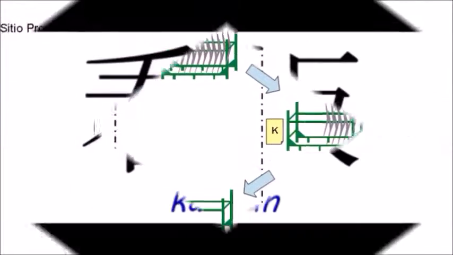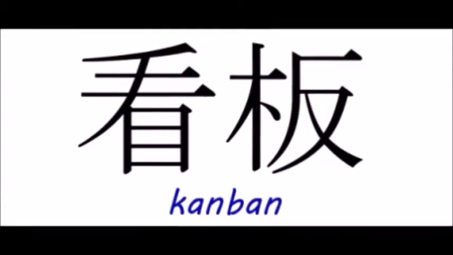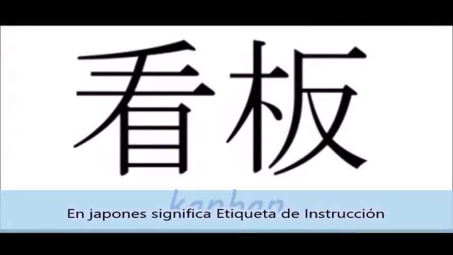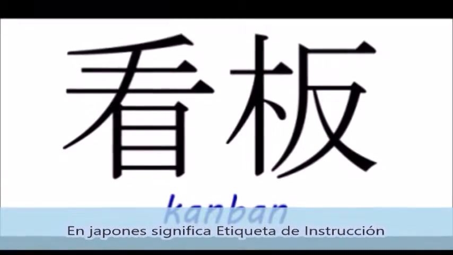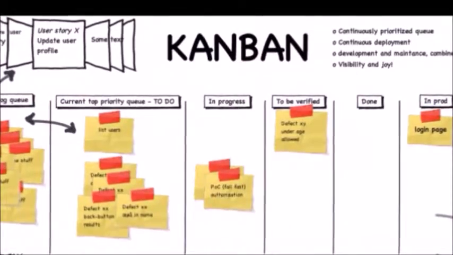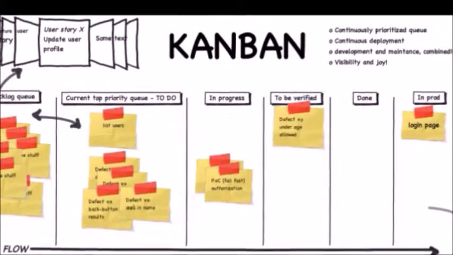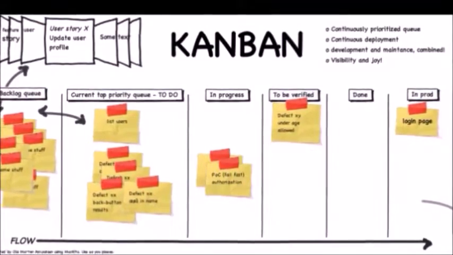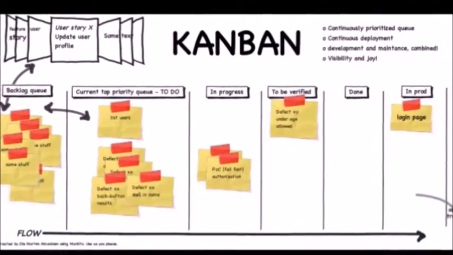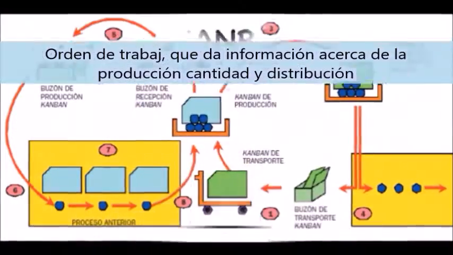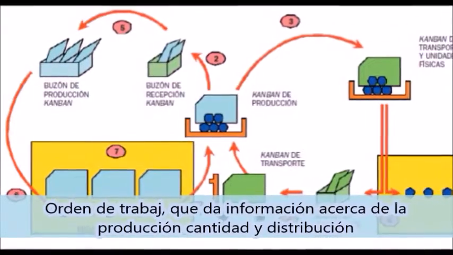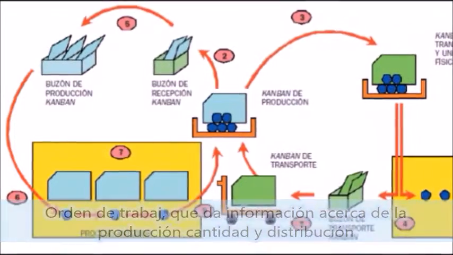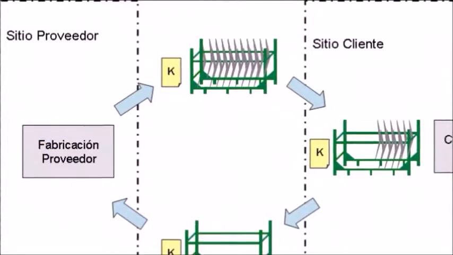Kanban is defined as a highly effective and efficient production system, and means instructions label in Japanese. Its main function is to be a work order, an automatic steering device that gives us information about what will be produced, in what quantity, by what means, and how to transport it. It works in the following way.